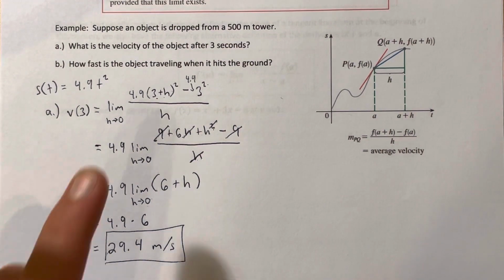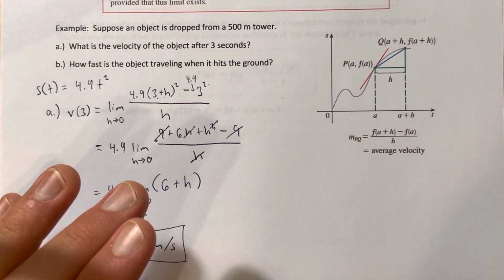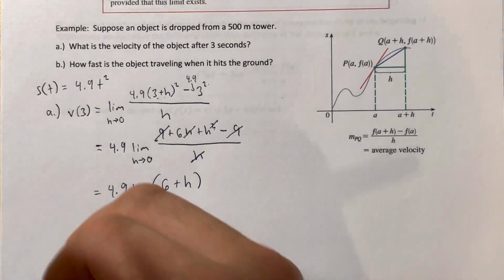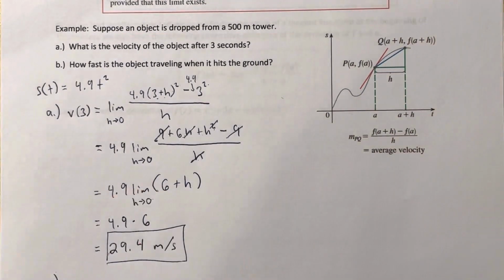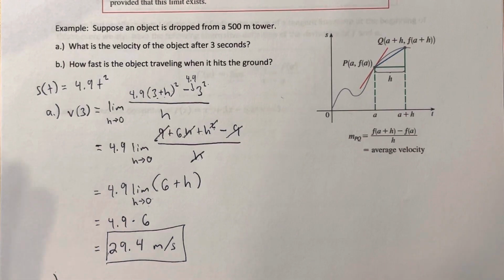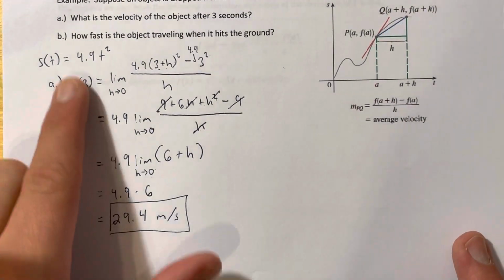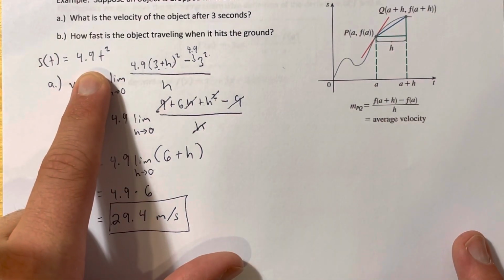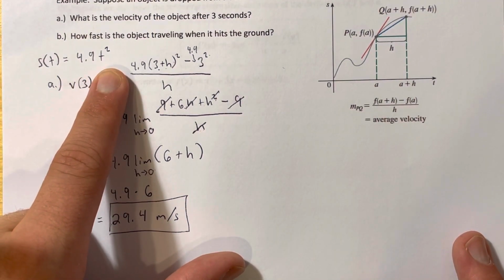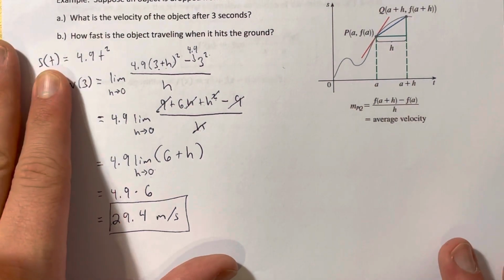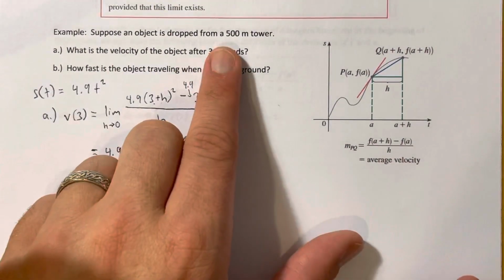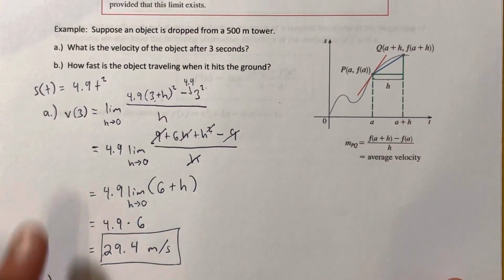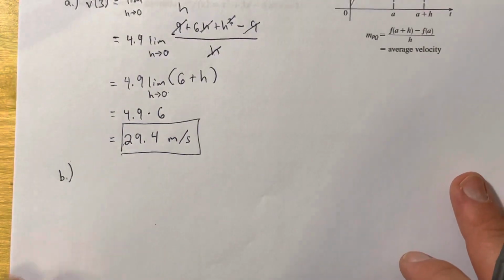Now for part B. Part B says, how fast is the object traveling when it hits the ground? In order to answer that question, we first need to know how much time elapses before it hits the ground. And to do that, we don't need a velocity function yet. We will need one after we determine this first step. We just need our original position function. So this, remember, gives us how far the object has fallen at a given time t. But we know how far it should have fallen when it hits the ground. It's a 500-meter tower. So s of t should be 500.